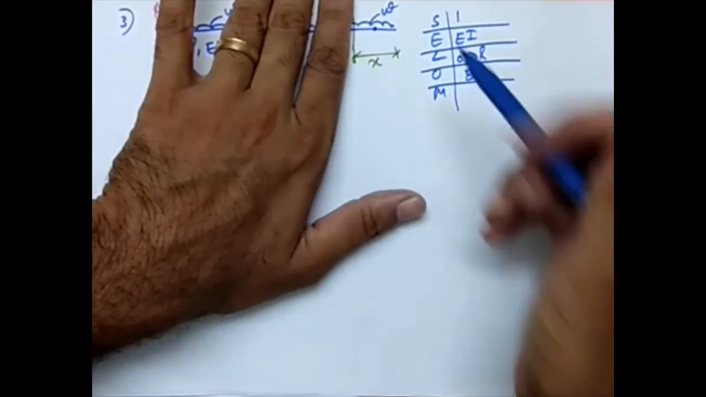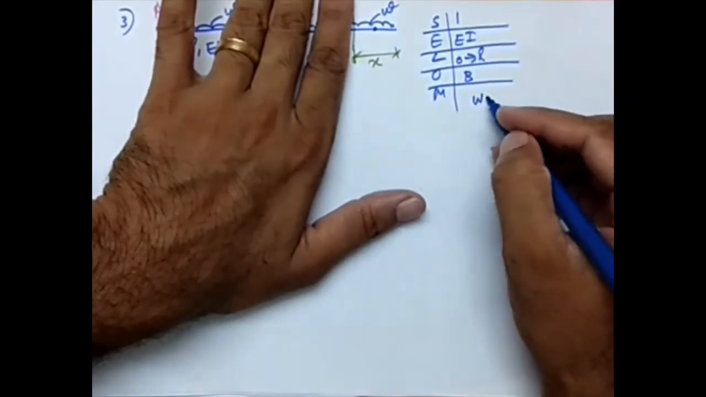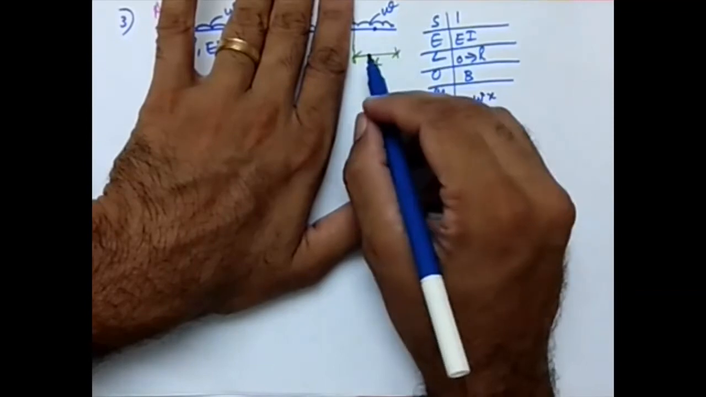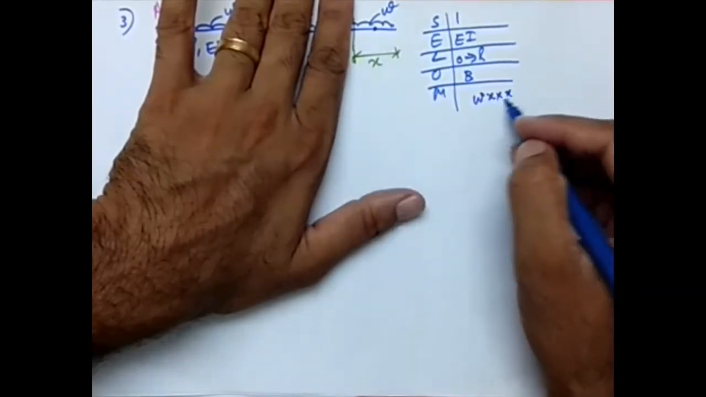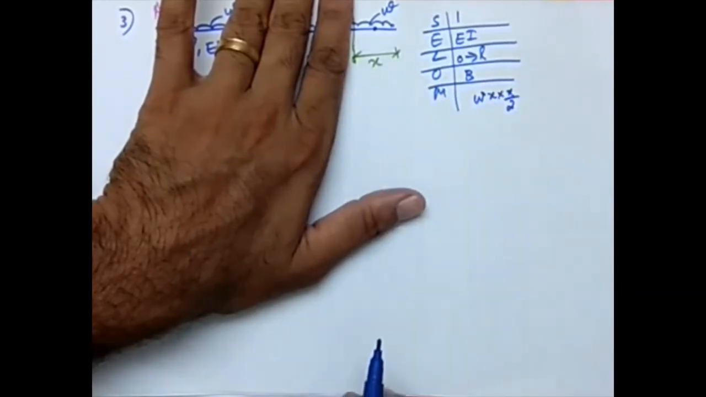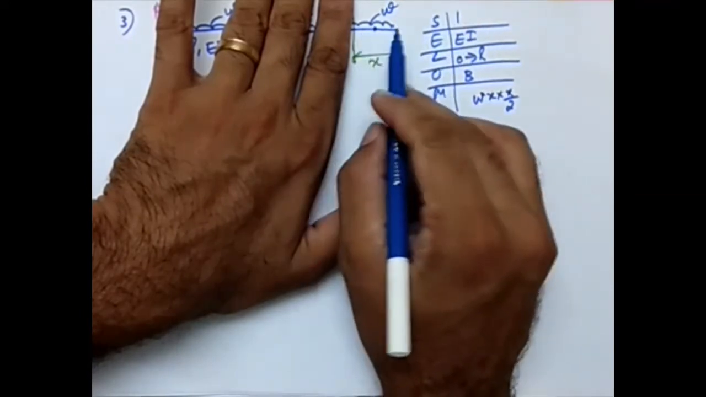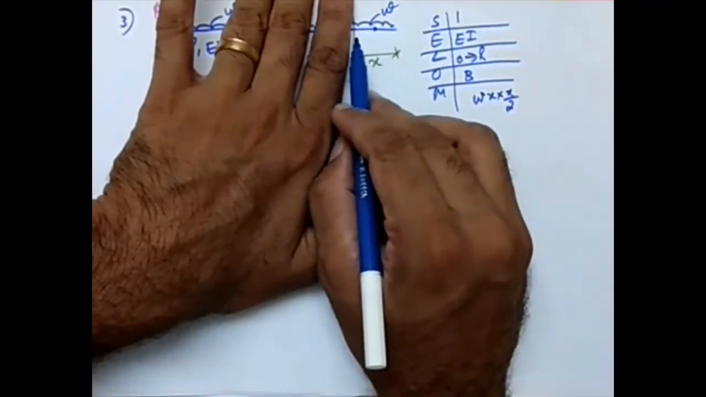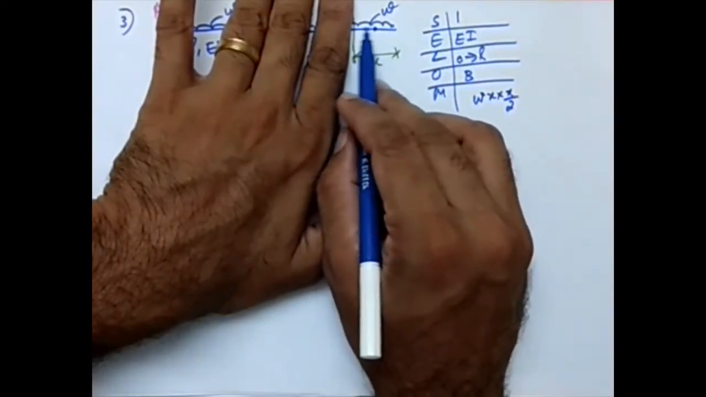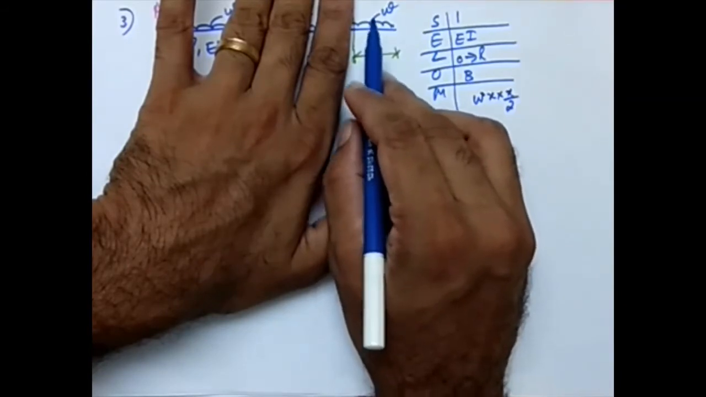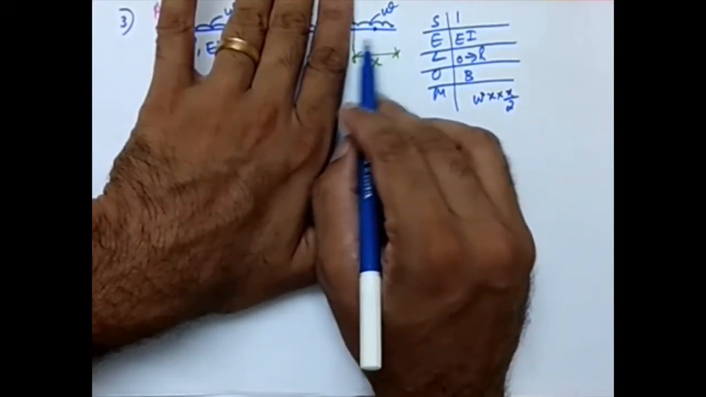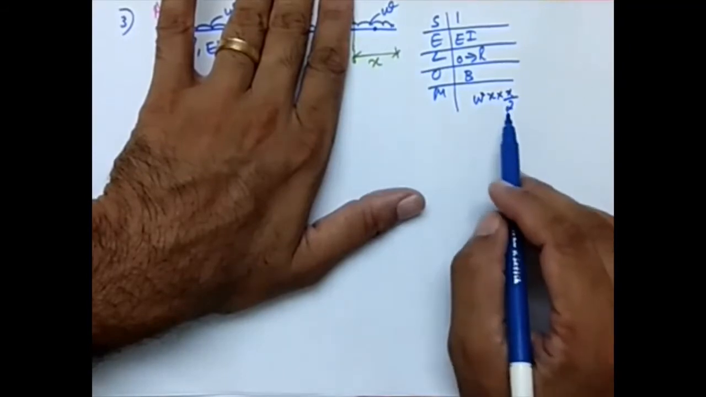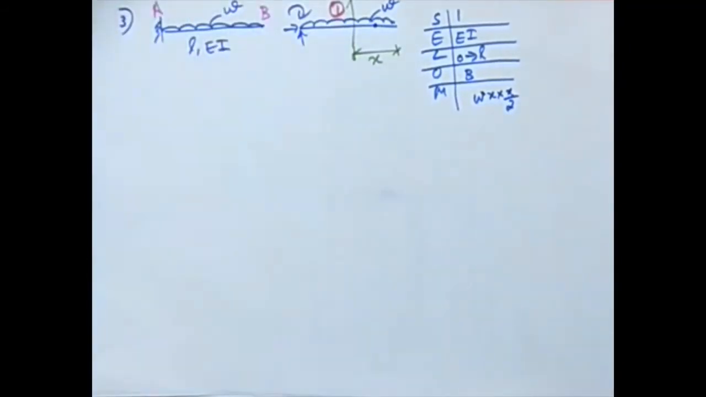So the magnitude is: WX is the load and the lever arm is X by 2. The net load acts at this point, which is the CG of the load, so it is at a distance of X by 2. So WX into X by 2, that's the magnitude. Now we need to think about the direction.